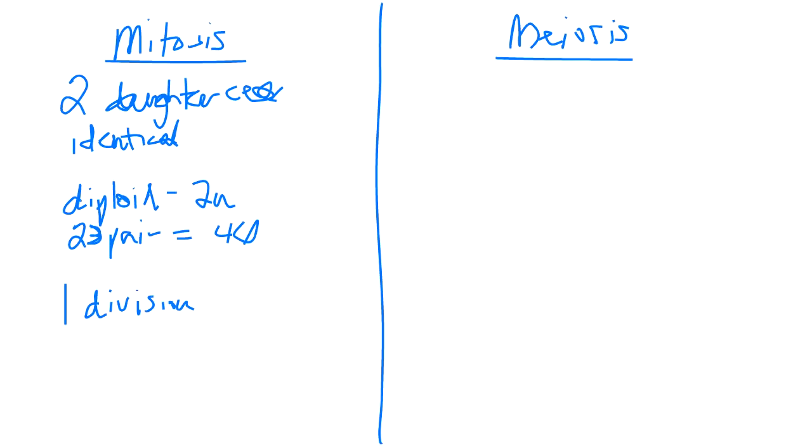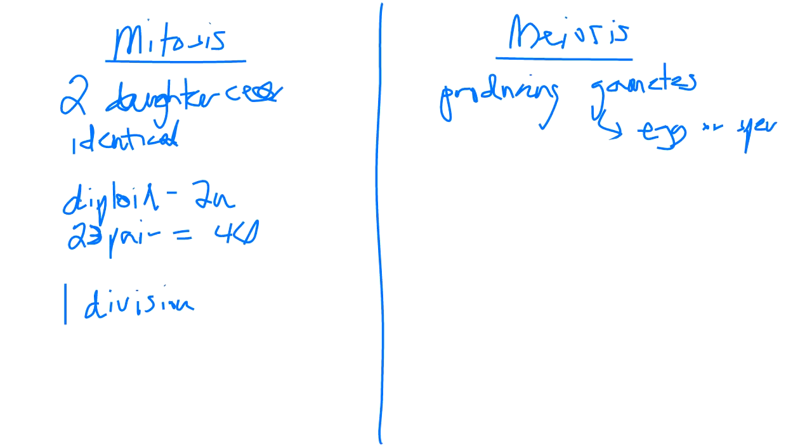All right, now let's talk about meiosis. Meiosis has a different function or different reason that it occurs. Meiosis only occurs for the process of producing gametes. Okay. What is a gamete? An egg or a sperm. Okay, the only time that meiosis occurs is in the production of these cells.